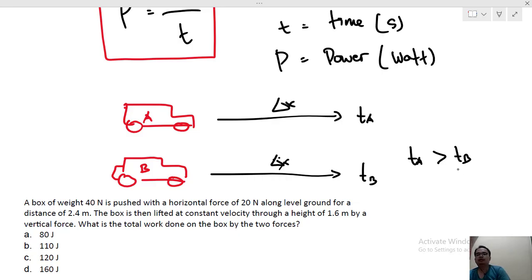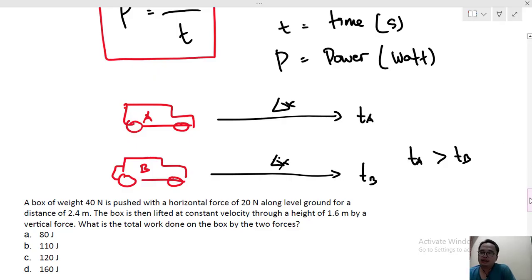It means that car A takes a longer time than car B to move from the same position to another position. So it can be said that car B has more power than car A, because power really depends on time and also the work done.